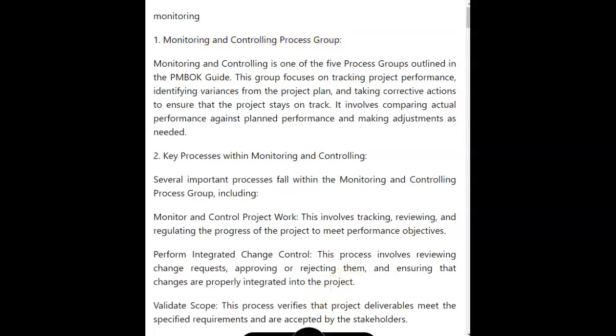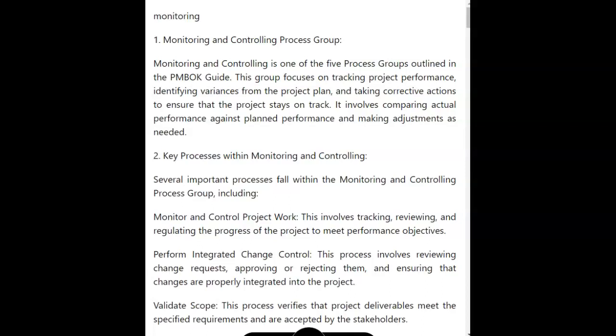Controlling Process Group. Monitoring and controlling is one of the 5 process groups outlined in the PMBOK guide. This group focuses on tracking project performance, identifying variances from the project plan, and taking corrective actions to ensure that the project stays on track. It involves comparing actual performance against planned performance and making adjustments as needed.